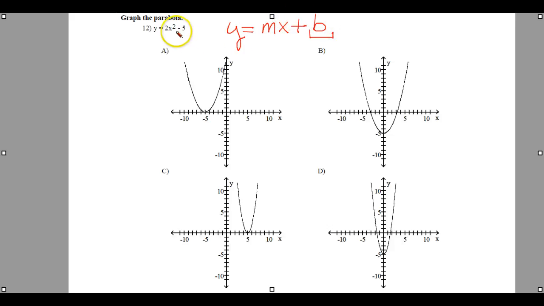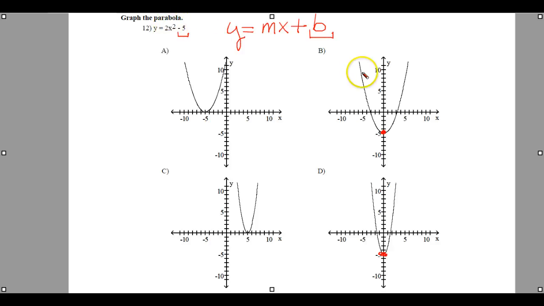So our b, or y-intercept, is a -5. So this helps us locate what we're doing. Well, this one is a -5, and this one is a -5. So these two are not in contention here. All right, now this is 2x squared.